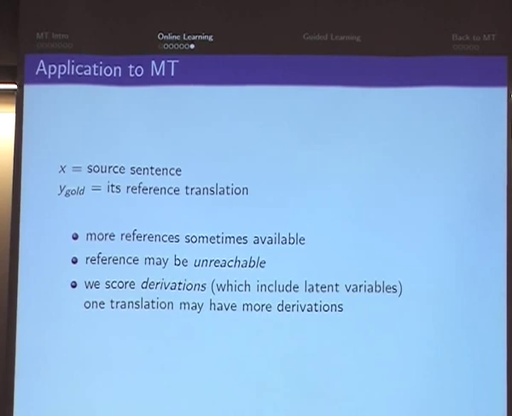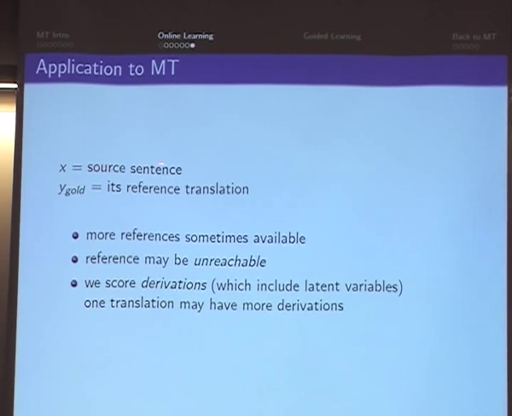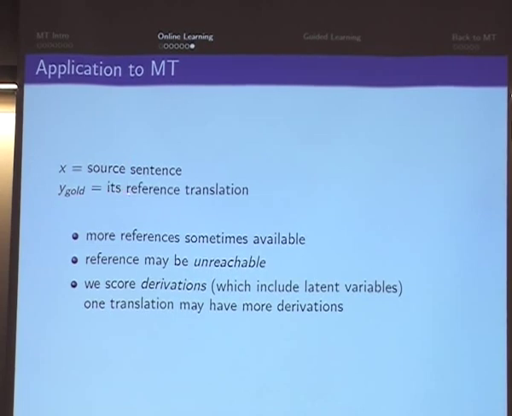Okay, and I've already mentioned some of the problems when applying this to machine translation. So X is the whole source sentence, this is the reference translation. The problems we have. First, we may have more reference translations available, so we don't know which one is the gold or hope. Well, this is not the worst problem. The worst problem is that the reference may not be reachable.